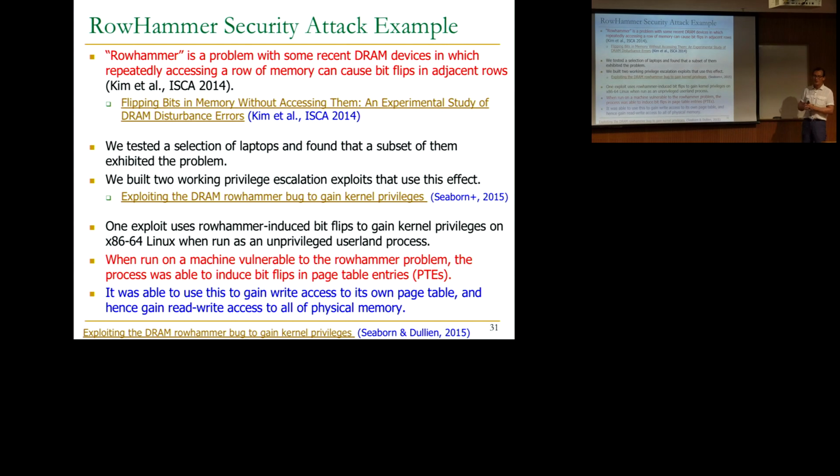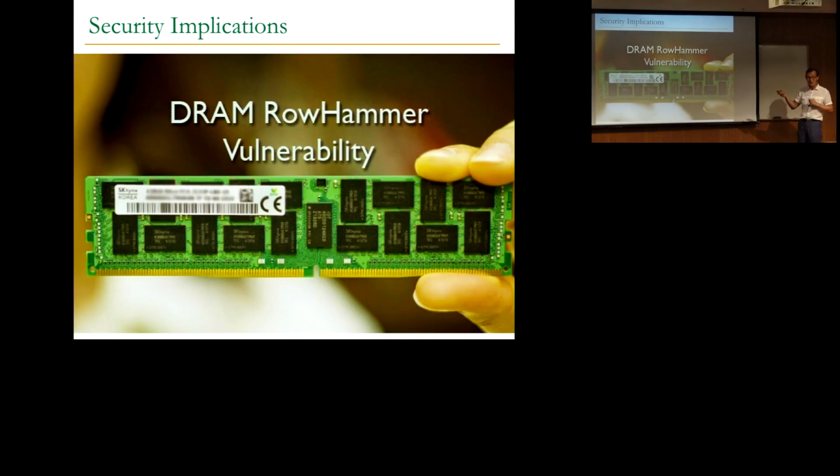Of course, it's not as easy to do that flipping. It requires a lot of spraying of the memory with page tables, opening up a bunch of files so that you can increase the probability of the attack. If you're really interested in this, you can read the blog post that I point to over here. That's essentially what they said. They were able to use this to gain write access to their own page table and hence gain read-write access to all of physical memory. And later, people developed a lot of other attacks, which I'm going to cover.